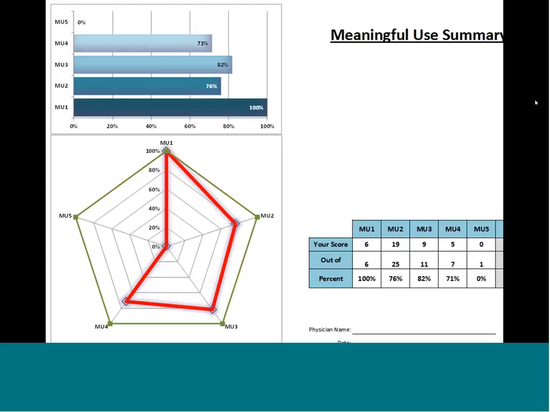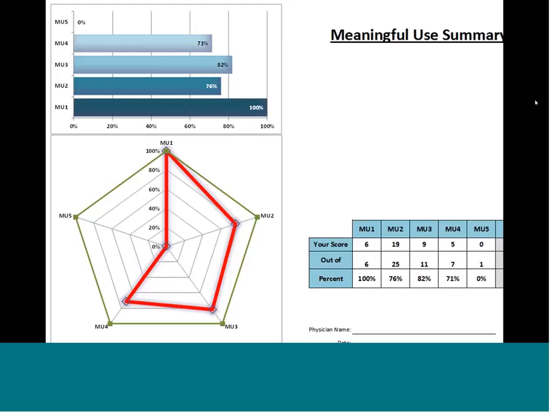So the table, I don't think it shows up on the screen well, but on your paper copy, it is all there with the totals. Running across, you have the MU levels and a total at the end. And down it, you have your score, what it's out of, and a percentage. So the what it's out of is actually the amount of numbers per Meaningful Use level.